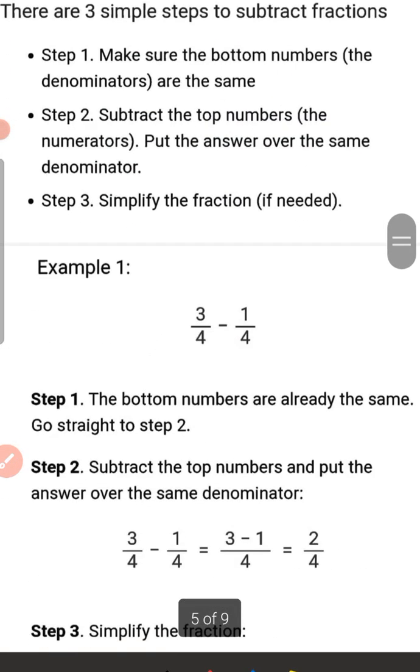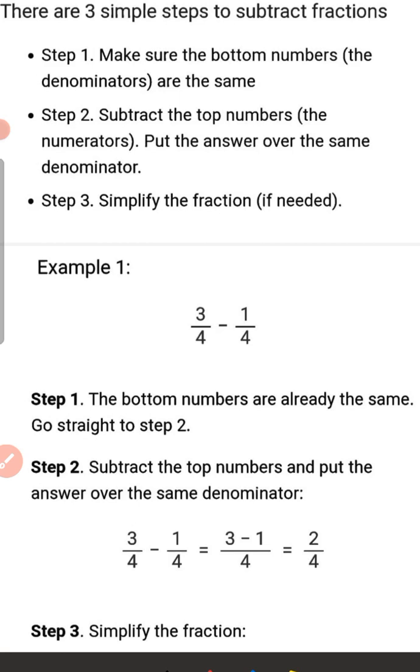Next is subtracting like fractions. Same steps, children. Make sure the bottom numbers are the same. Subtract the top numbers, that is the numerators. Put the answer over the same denominator. Simplify the fraction if needed. Like fractions in subtraction, same rule. Subtract the numerators. Then write the same denominator.